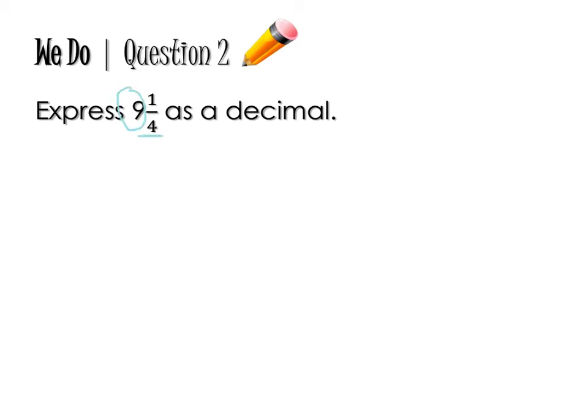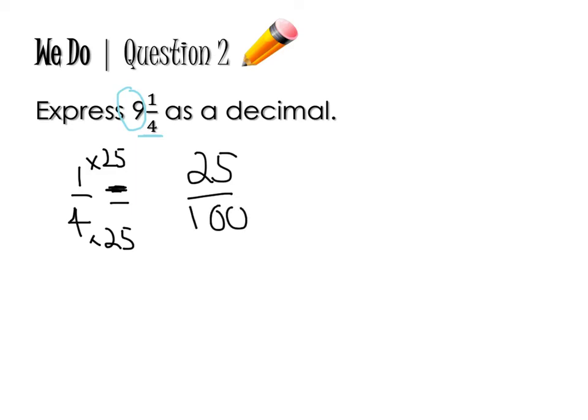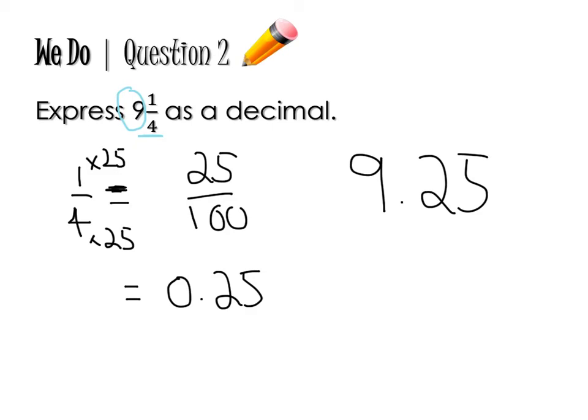So I need to convert my 1 over 4 first. So let me quickly convert 1 over 4 into decimal. So 1 over 4, as we have explored before, I can multiply by 25 to get 100. Okay? So this will be 25 over 100, and this will be 0.25. So plus the 9 whole, I have 9.25. So 9 and 1 over 4 is equal to 9.25.